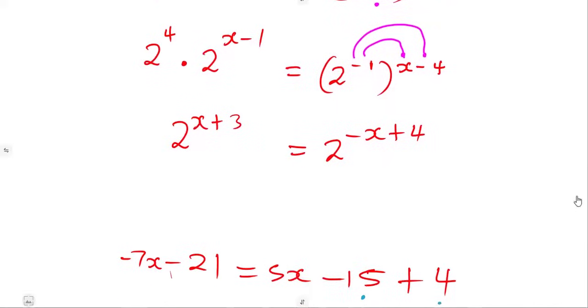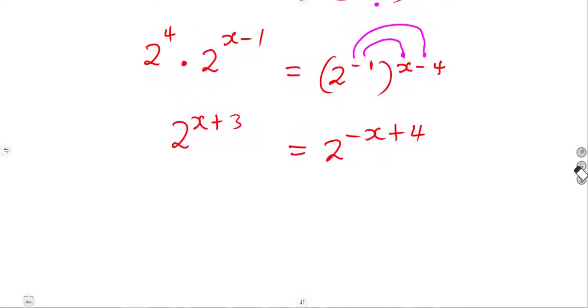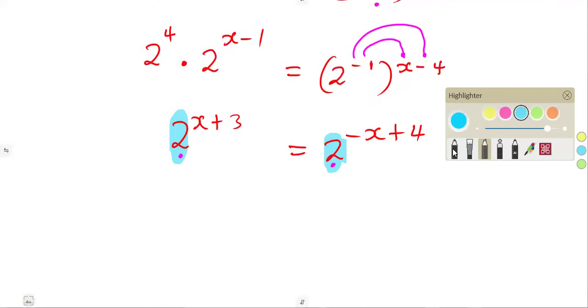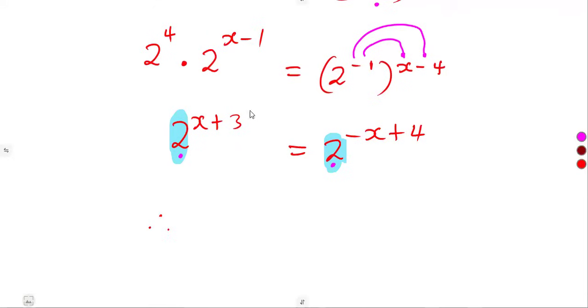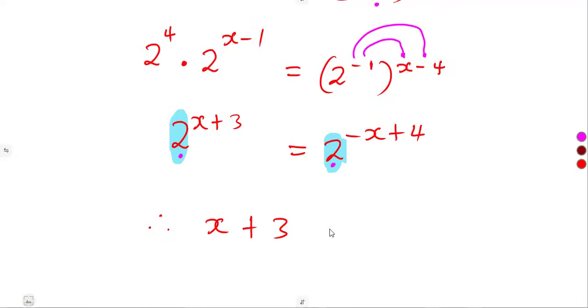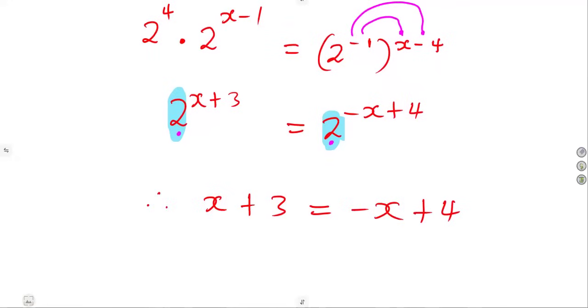At this stage, you can form an equation from the concept that when the bases are the same, automatically the exponents are equal. x plus 3 as our exponent is automatically equivalent to minus x plus 4. So therefore, x plus 3 is equal to minus x plus 4, which is a linear equation to be solved as we are used to with our linear equations. How do we solve? We have to group our terms. Minus x to the other side is going to be a positive. x plus x is equal to 4 minus 3.